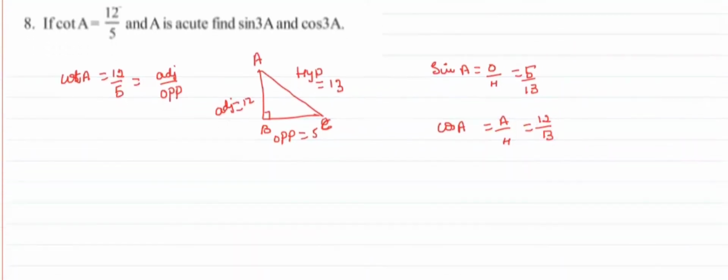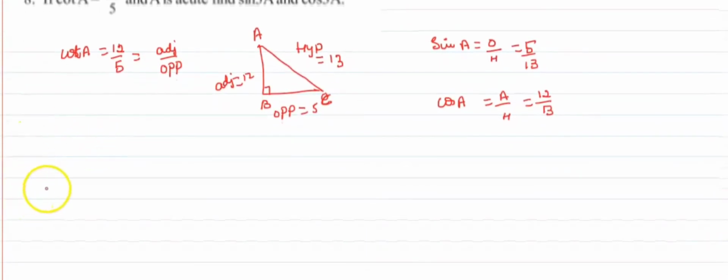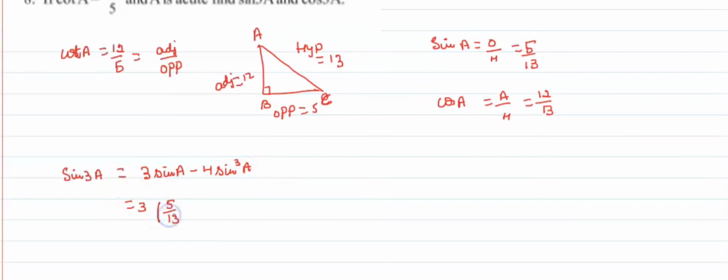Now he is asking you to find out the value of sin 3A. In the first question you need to find out what is sin 3A. The sin 3A formula is 3 sin A minus 4 sin cube A. So 3 into sin A value, which is 5 over 13, minus 4 into (5 by 13) whole cube. Okay, 5 3s is 15, so 15 by 13 minus 4 into 5 cube, which is 125.